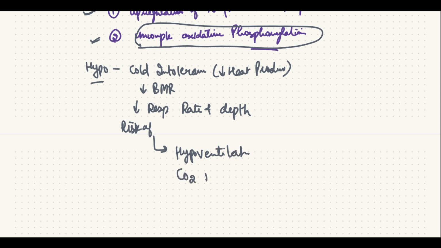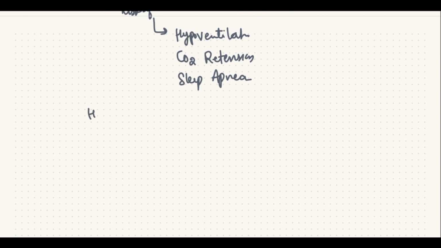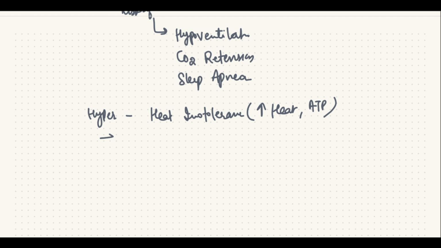and a risk of hypoventilation, carbon dioxide retention, and sleep apnea. And in hyperthyroidism, there is heat intolerance because of increased production of heat and ATPase, and increased BMR, basal metabolic rate.